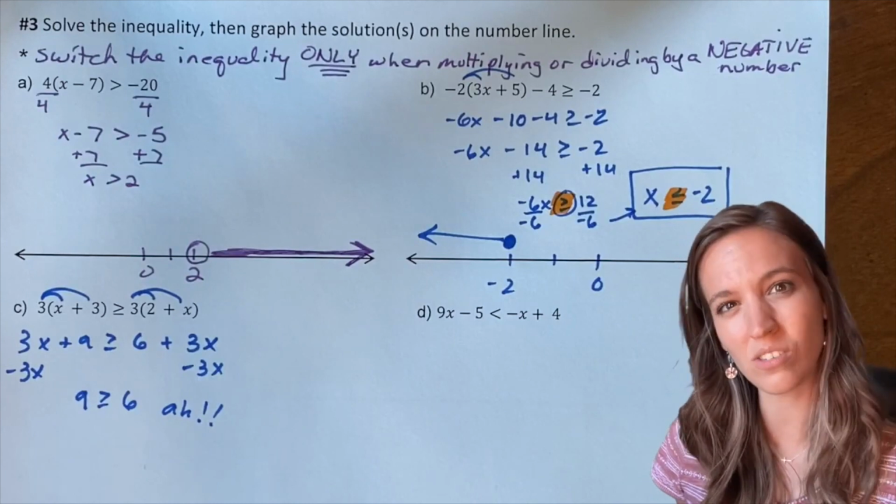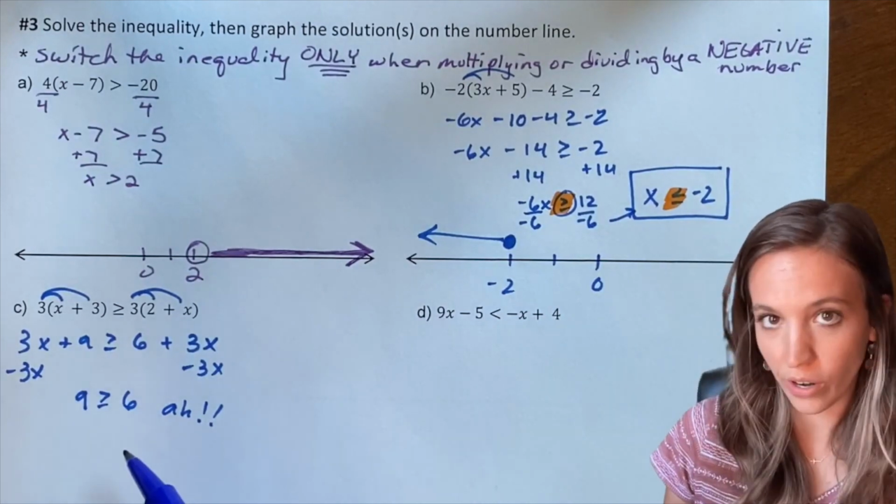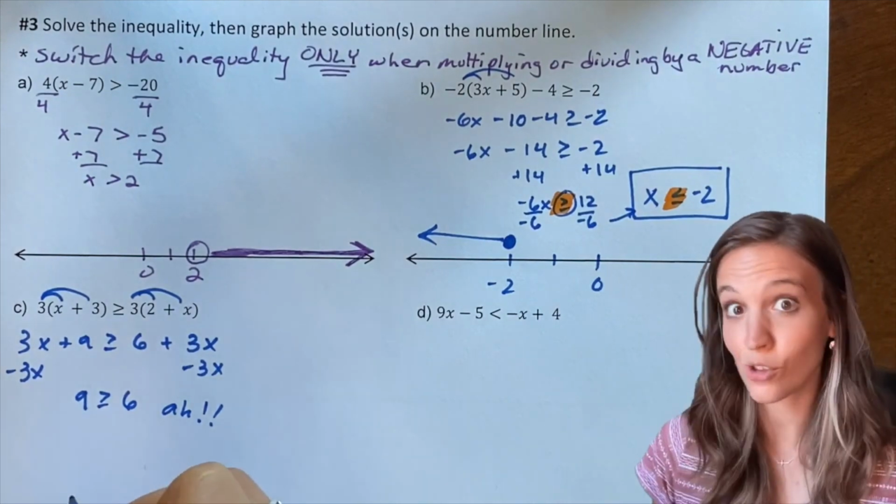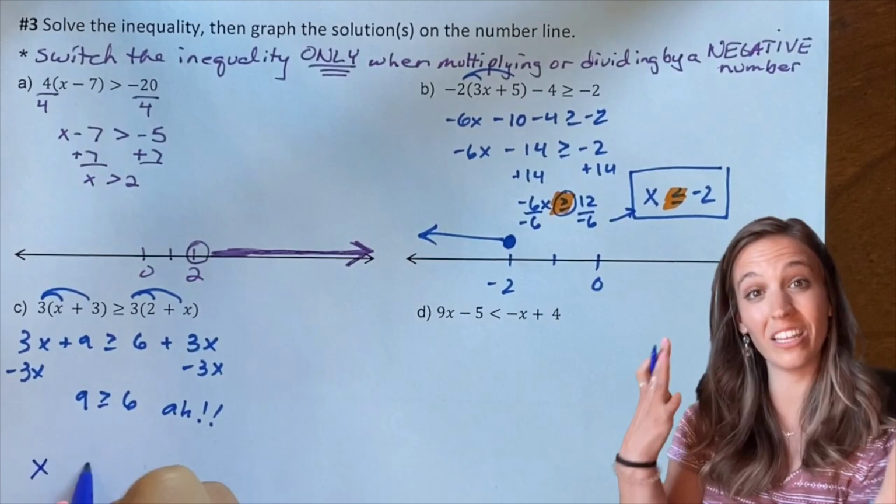So what do we do when something's always true like that? Since 9 is always greater than 6, that means no matter what number I plug in for x, everything's going to work. So x is all real numbers, so there are infinitely many solutions for this one.